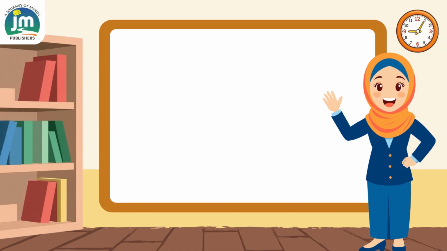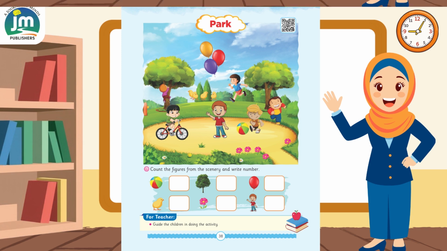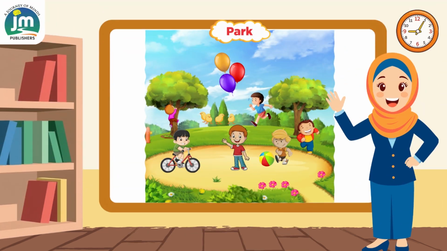Students, today we are doing the park scene counting activity. So open page number 38 of your book and let's start. Look at this beautiful picture. It's a park. Can you say park? Very good. Park. We can see many things in the park. Let's look carefully and count what we see.